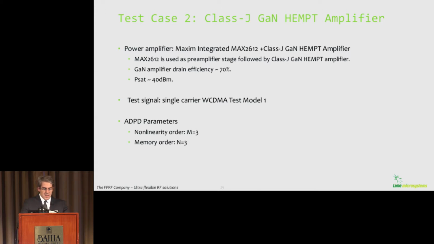So the first stage is based on MAX 2612 preamplifier, and the second stage is a GaN amplifier with drain efficiency of 70%. Total saturation power was 40 dBm, and for that test case, we use WCDMA test model 1.